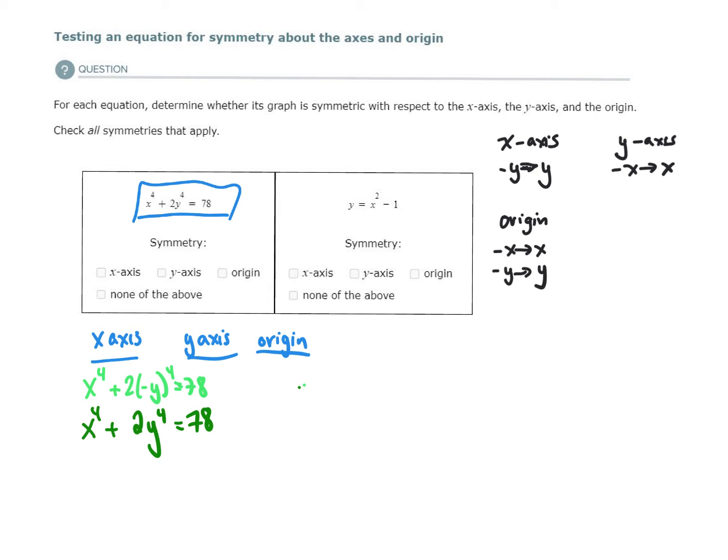And so you'll look at this. This is exactly what I started with up here. So that is the same. So it is symmetric to the x-axis. So that is a good one. It is symmetric to that. But we have to check all of these.